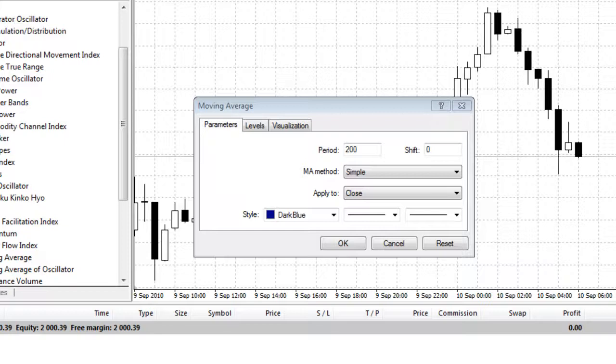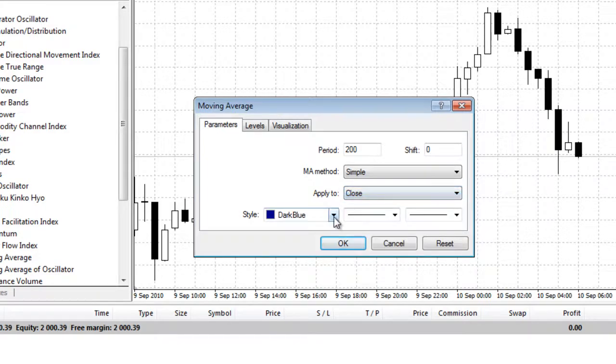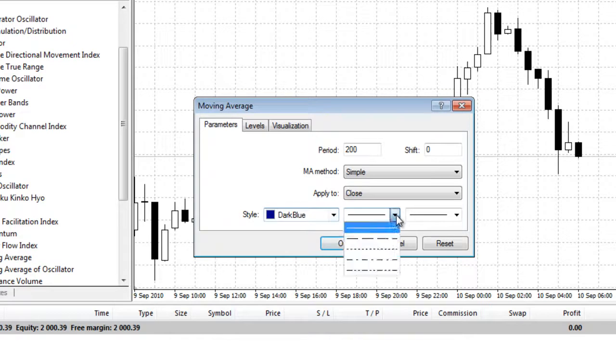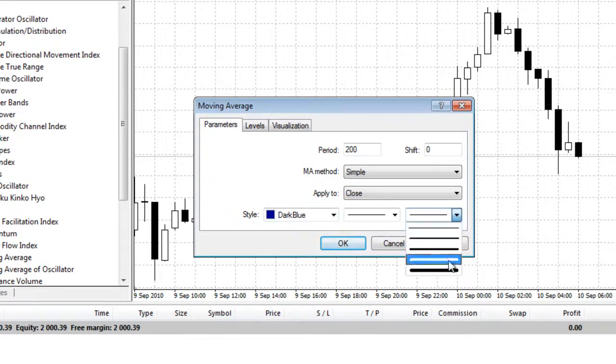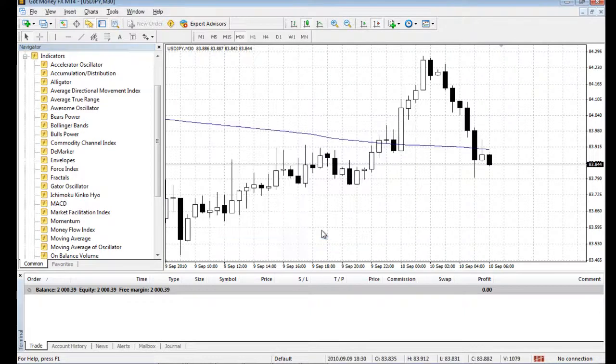We can change the period that the indicator is averaged over. We can change the type of moving average used. We can adjust the price point the average is calculated on. We can adjust the color of the moving average line that is going to be drawn. We can adjust the type of line that is drawn, or we can change the thickness of the line that is drawn. After changing the parameters to suit, we left click on OK.